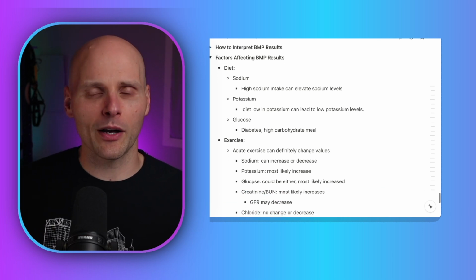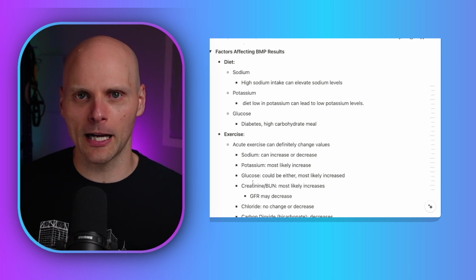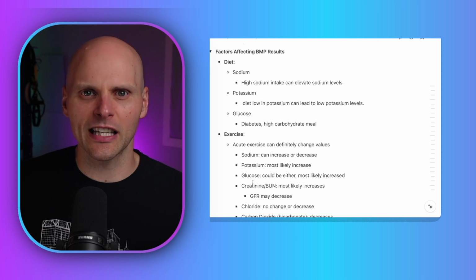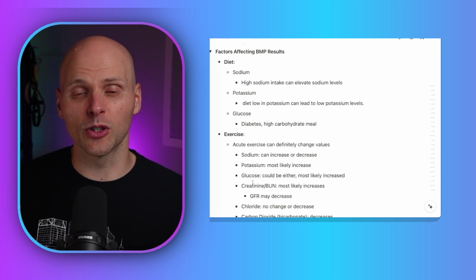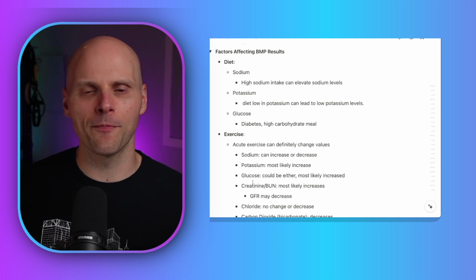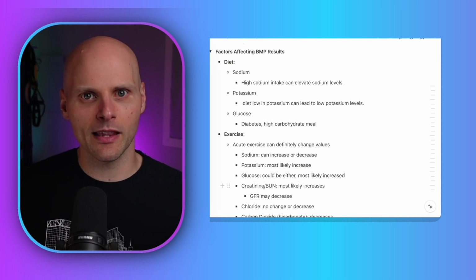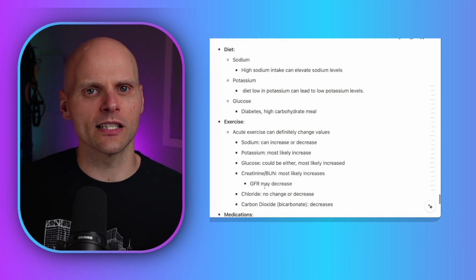Specifically, I'm going to walk through what the general trend is. If you exercise, your sodium could increase or decrease depending on how much you sweat. Potassium maybe changes a little bit, most likely increases. Glucose could be either. Usually acutely during exercise, your glucose goes up, whereas after it might go down a little bit. Creatinine, BUN most likely increases. Your GFR may decrease with that. Chloride, usually no real change. And then carbon dioxide or bicarb decreases.